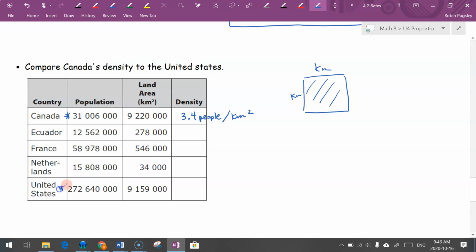Let's look at the United States. So we have 272,640, and again, these numbers are not accurate, divided by 9,159,000, and we get 29.8 people per square kilometer. So you can see from this that the United States is a lot more dense than Canada by comparing the people per square kilometer, or the density of the population.